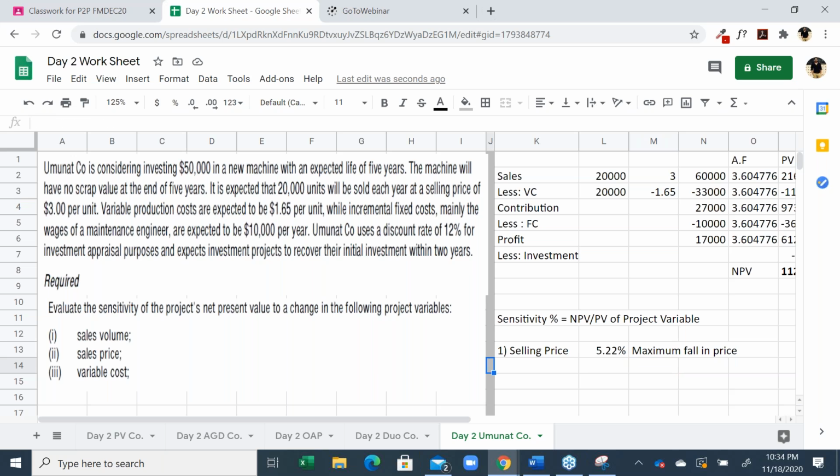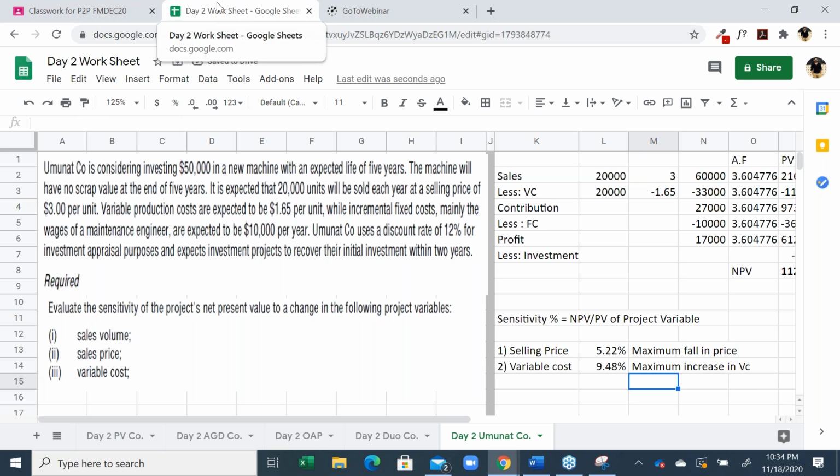And let's calculate it with variable cost as well. For variable cost, we will again pick the NPV, but we have to divide it by the present value of variable cost, and it's 9.48%. So we can say that your variable costs may increase, but it should not increase more than 9.48%. That's the maximum increase in variable cost.